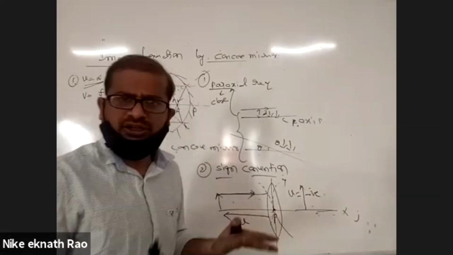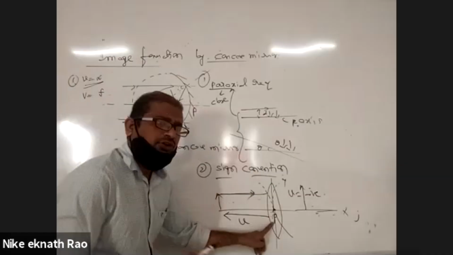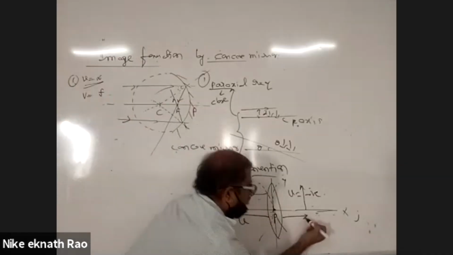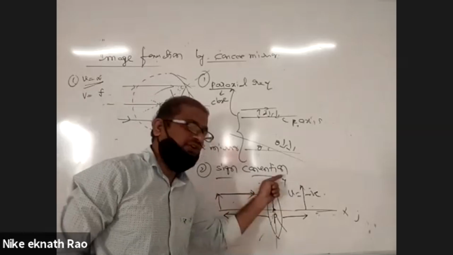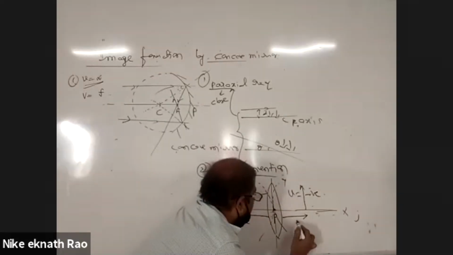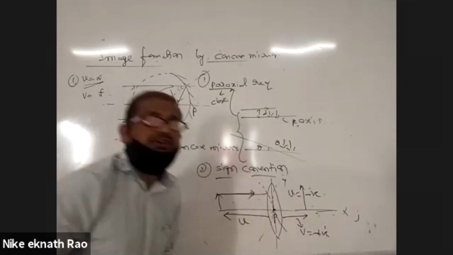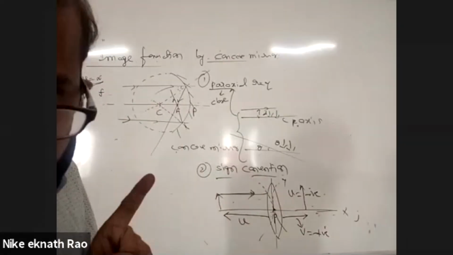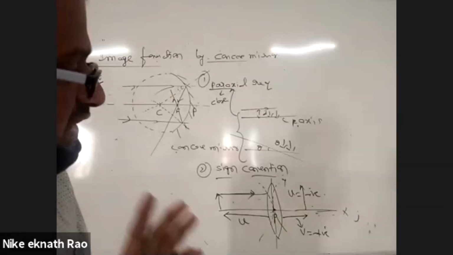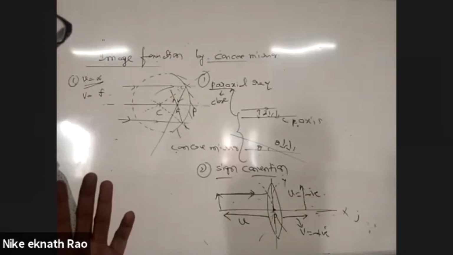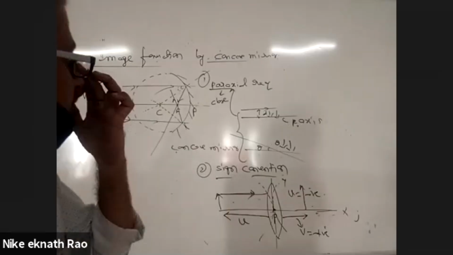The image forms, for example, on the right side like this. It may be straight, magnified, or any way. We are measuring the distance of the image from the pole in the direction of the light ray, so we take this image distance as positive. The conclusion: if we measure the distance from the pole in the direction of the light ray, it is taken as positive. If it is measured opposite, it is taken as negative. This is the sign convention.